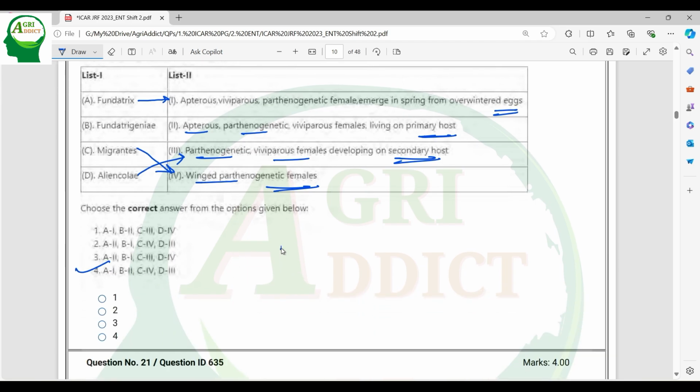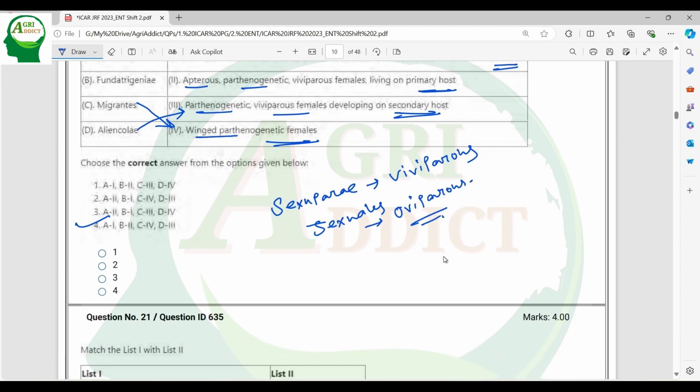And the next two forms are Sexupara and Sexuals. Sexupara is a parthenogenetic viviparous female, and the final form, Sexuals, are oviparous females. Okay, this is viviparous and Sexuals are oviparous. So this is the life cycle of an aphid.